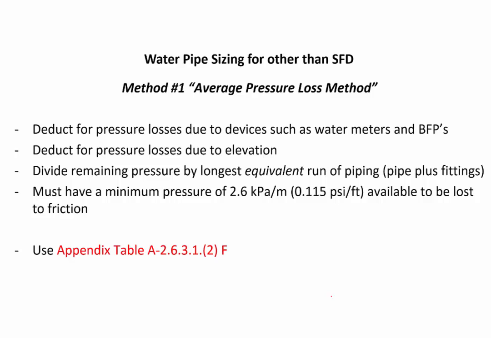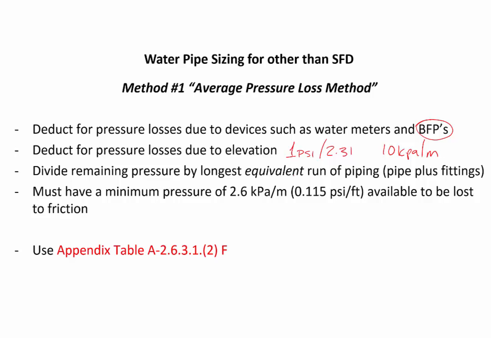Okay, so this just so happens to be the first method we're going to look at, the average pressure loss method. And one thing we need to account for are pressure losses due to devices, some backflow preventers, for example, water meters, any other devices that may be installed. Elevation, 1 psi will be lost for every 2.31 feet of elevation. And the metric equivalent we use is 10 kPa per meter of head for design purposes. So that's even at static conditions.